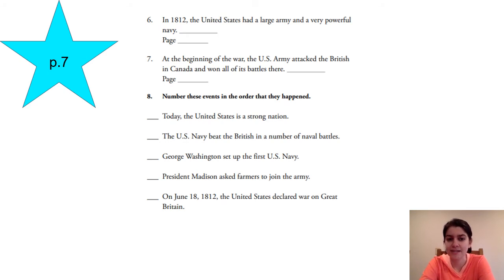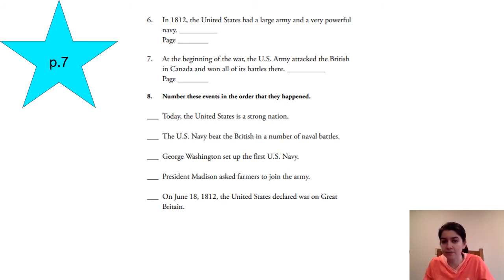And last one, number 7. At the beginning of the war, the U.S. Army attacked the British in Canada and won all of its battles there. True or false? And put the page number. Okay, nice work. Last part for our story. We're going to number these events in the order that they happened.